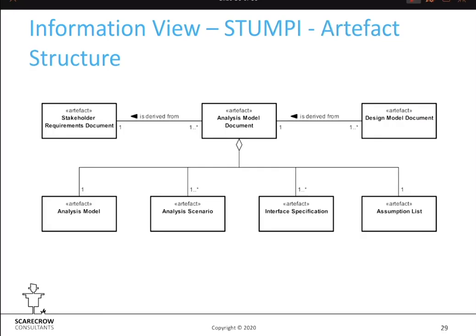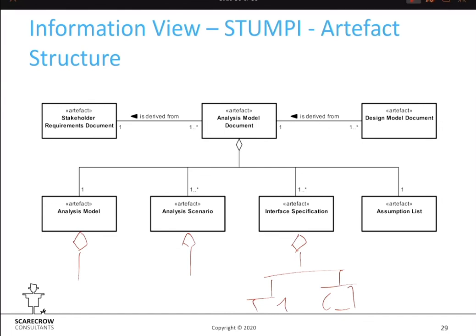So this artifact here, we're now breaking it down and saying, okay, it's got an analysis model in there. It's got some scenarios in there. It's got some interface specs that make it up, and it's got a list of assumptions. So you're starting to talk about the actual structure of that artifact now, and each of these other ones could be broken down further into parts, so you can start to use these diagrams to actually think about the way that you want to present the information or the artifacts that come out of your processes.